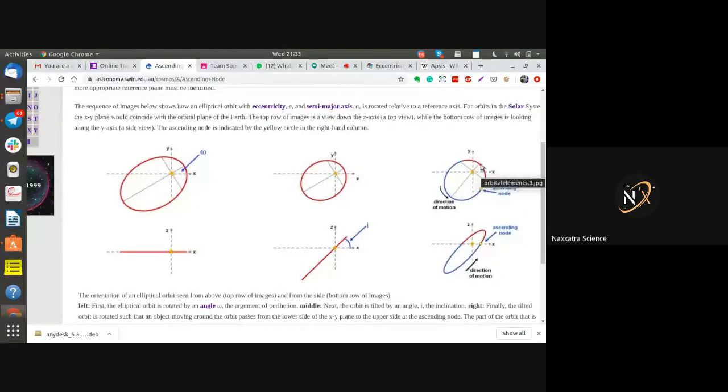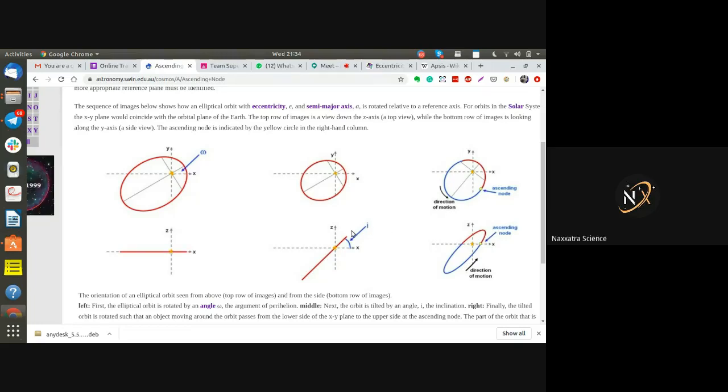But the ascending node is the intersection of 2 different orbits. The first orbit is the reference frame, and the second is the plane of this other planet, say Mercury or Mars or whatever. So this is more clear, I think. The second row is the side view. First was the top view. In the side view, in the first case, it's kind of flat. You see that, right? In the second case, there is some tilt. And in the third case, you see the ellipse drawn and the ascending node. So if the object is moving like this, it's going from southern to northern direction. So this is how you would define the ascending node, right?